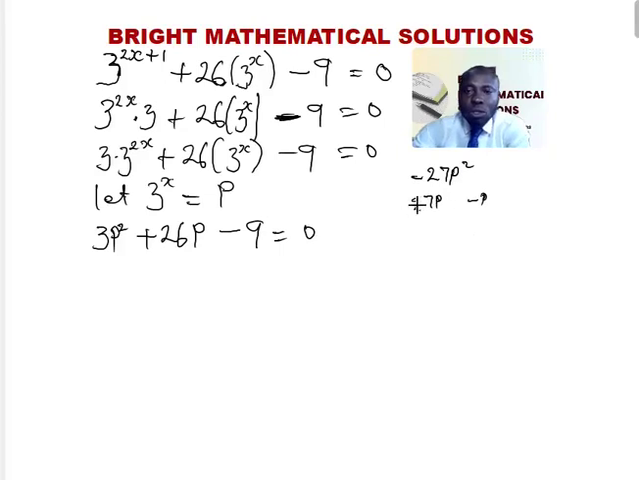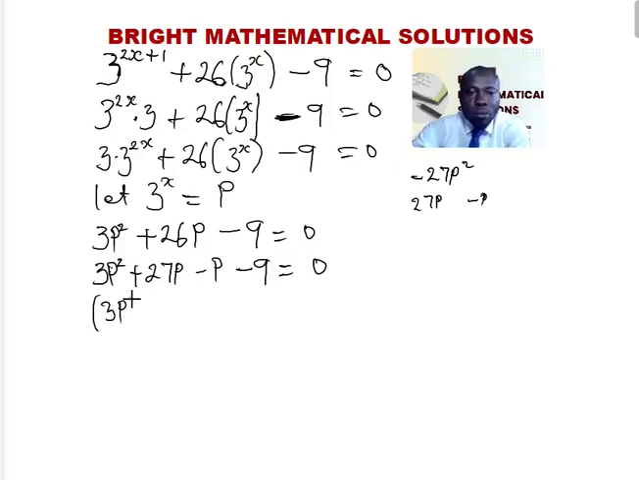So I will now substitute this back into the general equation of the quadratic equation. That is 3p raised to power 2 plus 27p minus p minus 9 equals 0. So let me capture this in brackets: 3p raised to power 2 plus 27p, and minus p minus 9 equals 0.